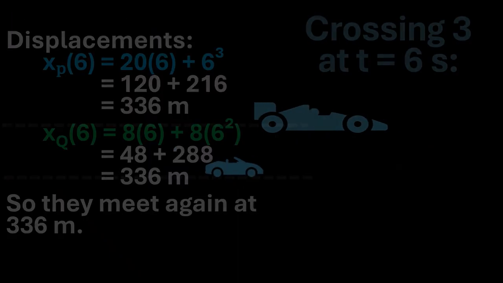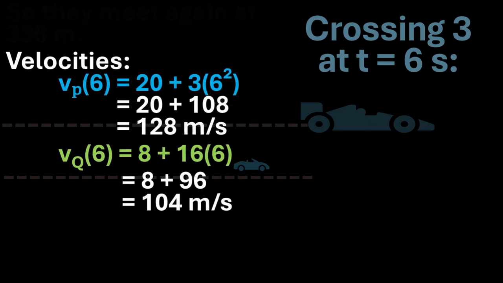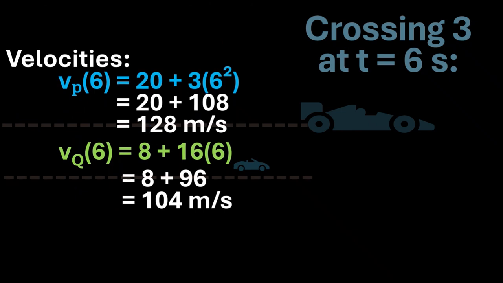Now let's see what happens in the third crossing. Anyway, so the displacement of P is 336 meters at time t is equal to 6. Of Q is 336 meters as well. So they meet again at 336 meters. And when they meet, what is the corresponding velocity? Vp is 128 meters per second and Vq is 104 meters per second. So again, the velocity is more for P than for Q.